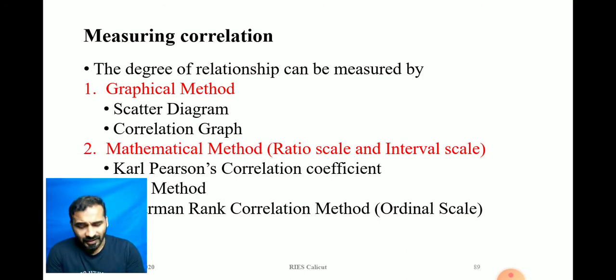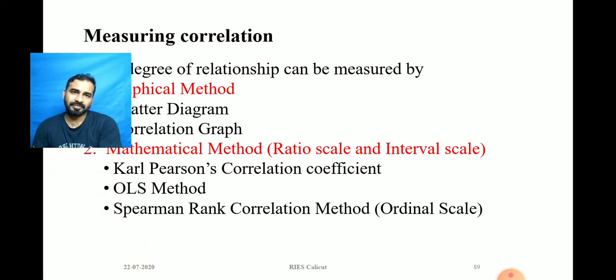Then there are two different types of mathematical methods, and they are based on what type of data you are using, or the scale of measurement. If your data is in ratio scale or interval scale, then we can go for the Karl Pearson correlation method or the OLS method. If your data is in ordinal scale, then you can go for the Spearman rank correlation method.